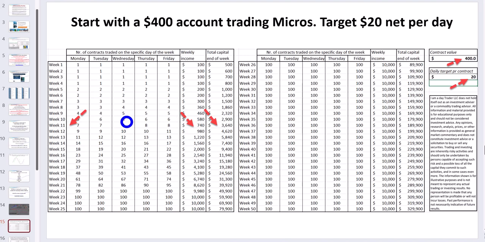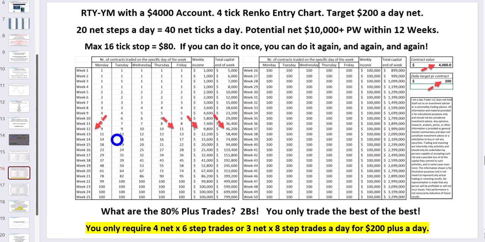Now in 12 weeks time, we can now roll over and start trading the big contract. We could trade the NQ, the YM, the RTY. Of course you can trade a range of other markets, but here I've just focused in on the Russell. And with a $4,000 account going for $200 a day, potentially in 12 weeks you've got your $10,000 a week income, and your capital is $46,000. That is the reality of this business.